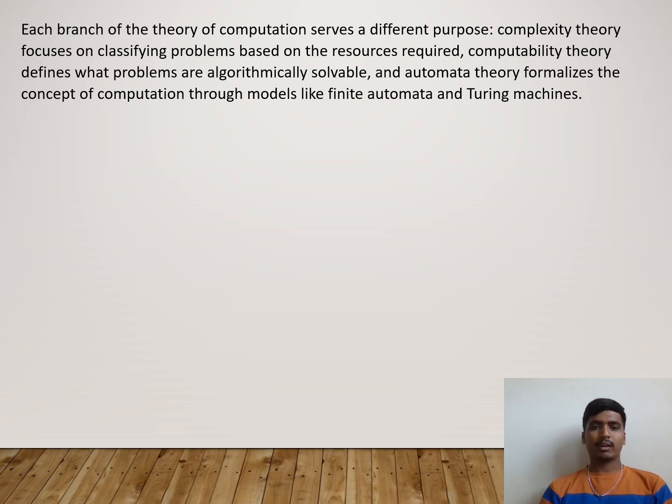Each branch of the theory of computation serves a different purpose. Complexity theory focuses on classifying problems based on the resources required. Computability theory defines what problems are algorithmically solvable, and automata theory formalizes the concept of automatic computation through models like finite automata and Turing machines.